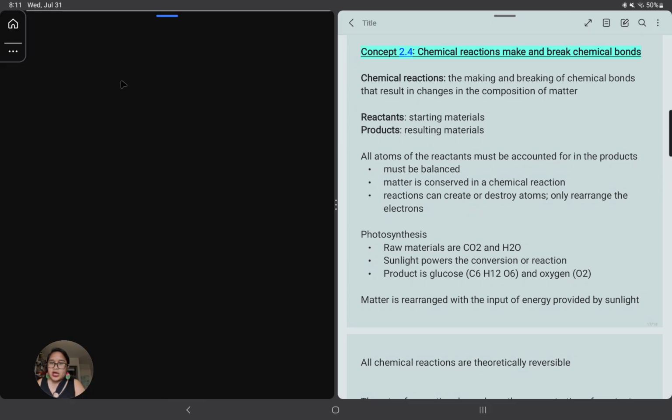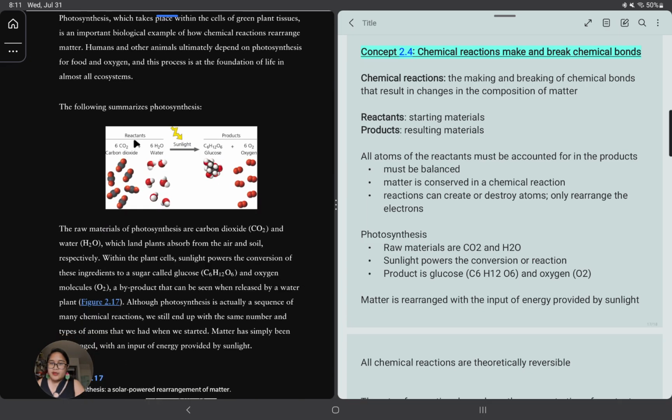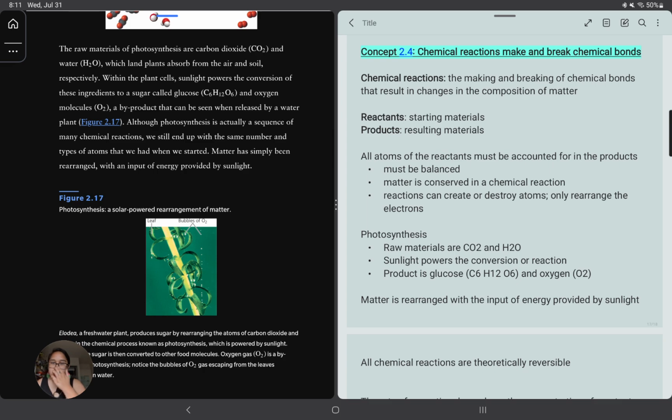We see carbon dioxide and water plus sunlight. It gets converted into glucose and oxygen. The raw materials of photosynthesis are carbon dioxide and water, which land plants absorb from the air and soil, respectively. Within the plant cells, sunlight powers the conversion of these ingredients to a sugar called glucose and oxygen molecules, a byproduct that can be seen when released by a water plant.